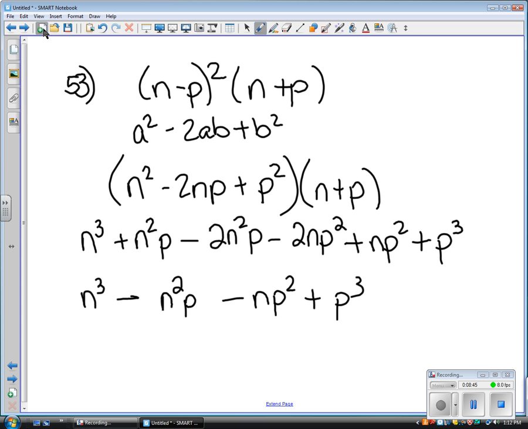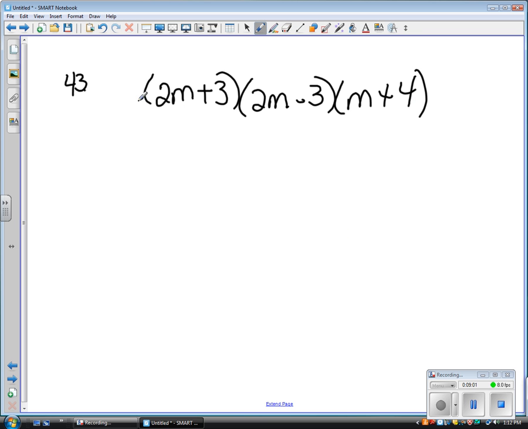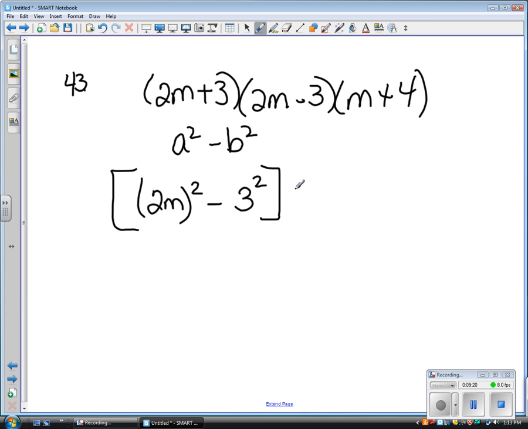Alright, Lindsay, you had a question? 43? Okay. 43 was 2m plus 3, 2m minus 3, and m plus 4, correct? Okay, what do I notice about these two? They're the difference of squares, so that means a squared minus b squared, correct? So my first term squared, so 2m squared minus my second term squared. Now, you may want to put that in parentheses because I need to clean that up before I can multiply it by m plus 4. Okay? So here I get 4m squared minus 9.